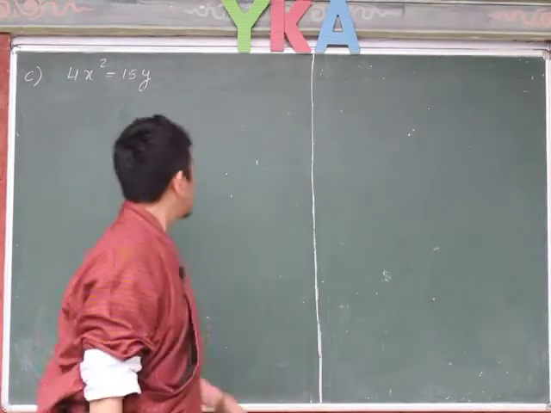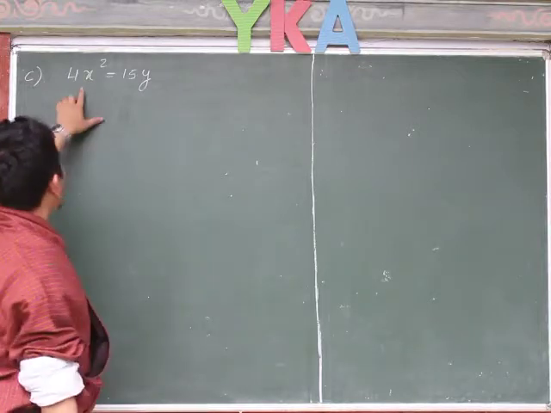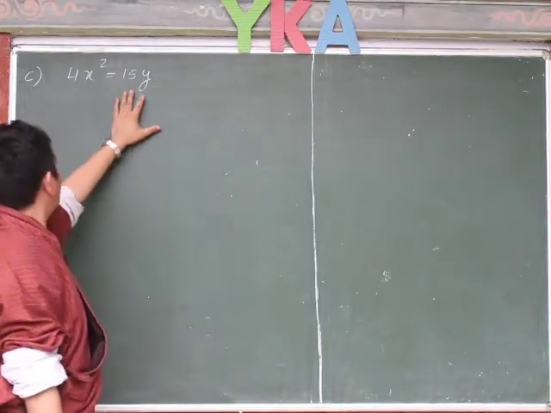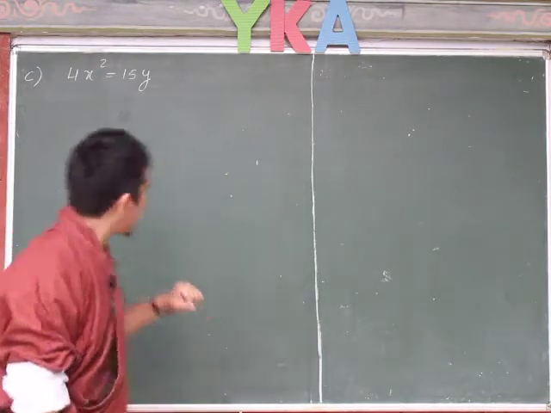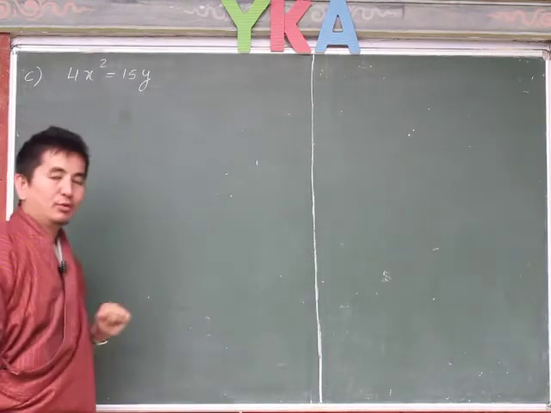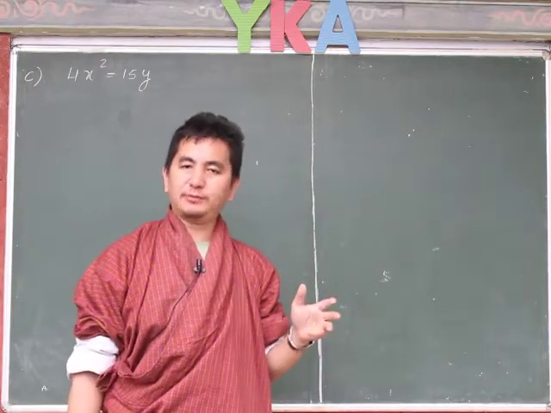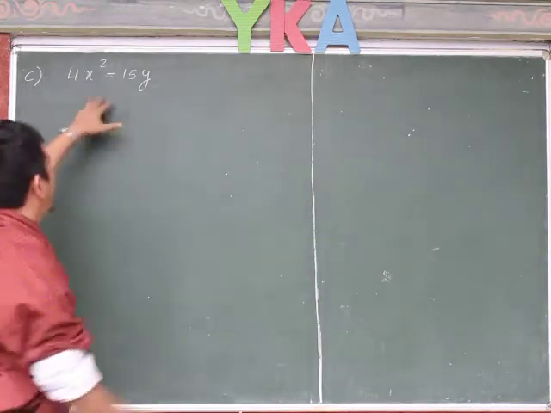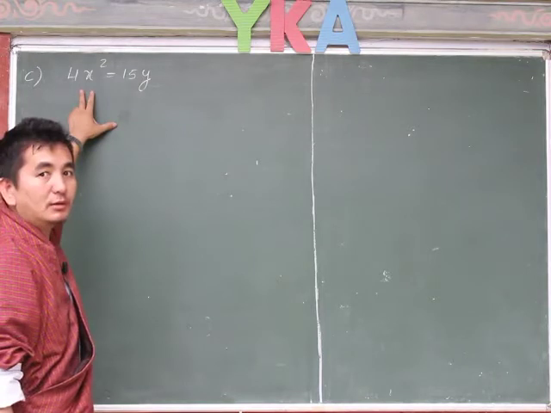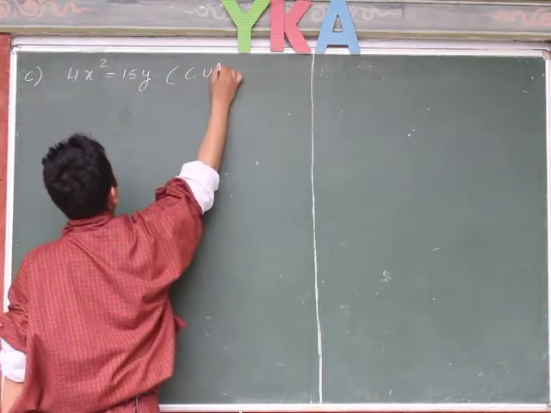Okay, good morning students. So this is a continuation of the previous video. So we have 4x is equal to 15y. This question we have 4x is equal to 15y. See, now try to find out which type of parabola this is. Is it concave right, up, down or left? Is this a concave down parabola? No. This is a concave up parabola.